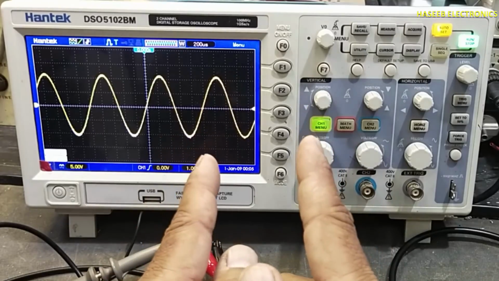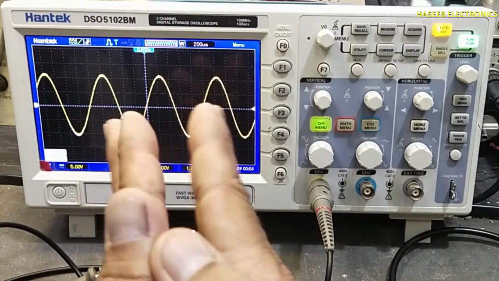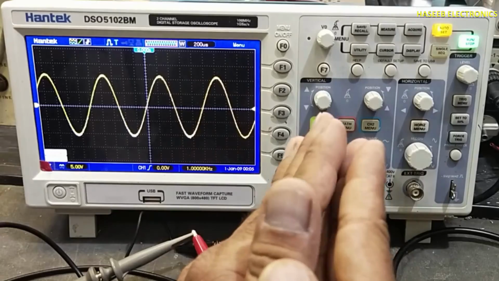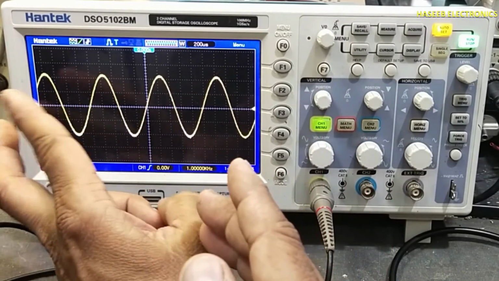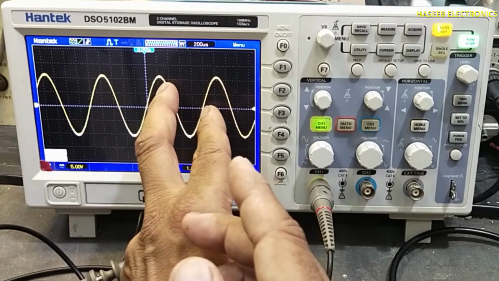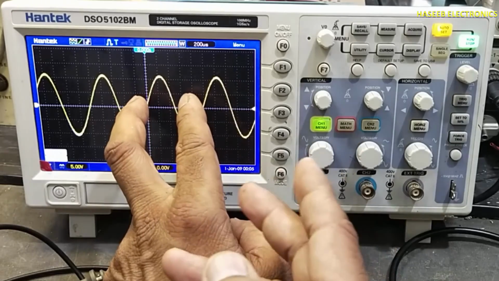We can compare. If one board is working in one unit and the second is not working, we can take a sample from the working unit and we can compare with the second circuit.